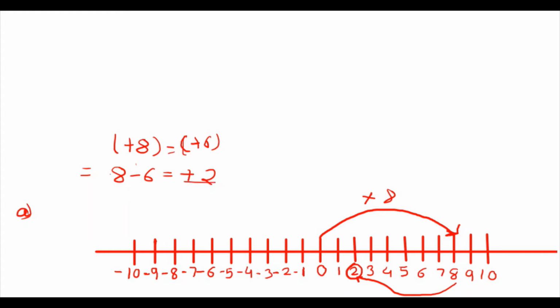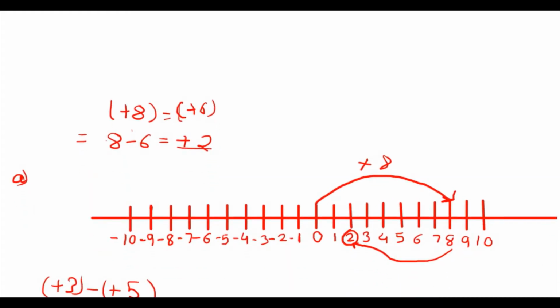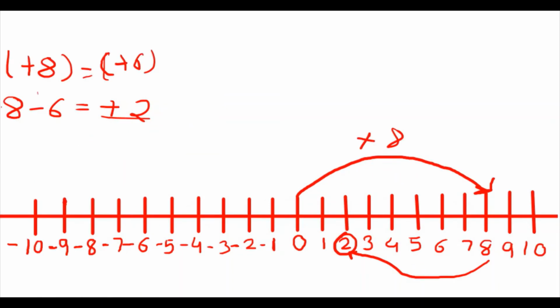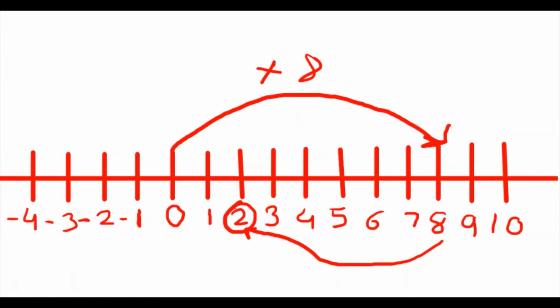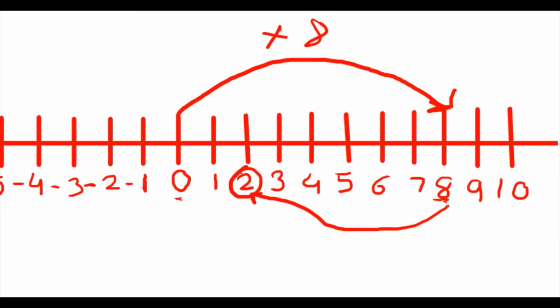So you can see answer is plus 2, and on the number line even you can see here. Let me zoom this much part. Yeah. So this has gone from 0, 8 steps to get what? Positive 8, and then came back 6 steps to get plus 2. You can say, okay. Now let's move on to the B question here.